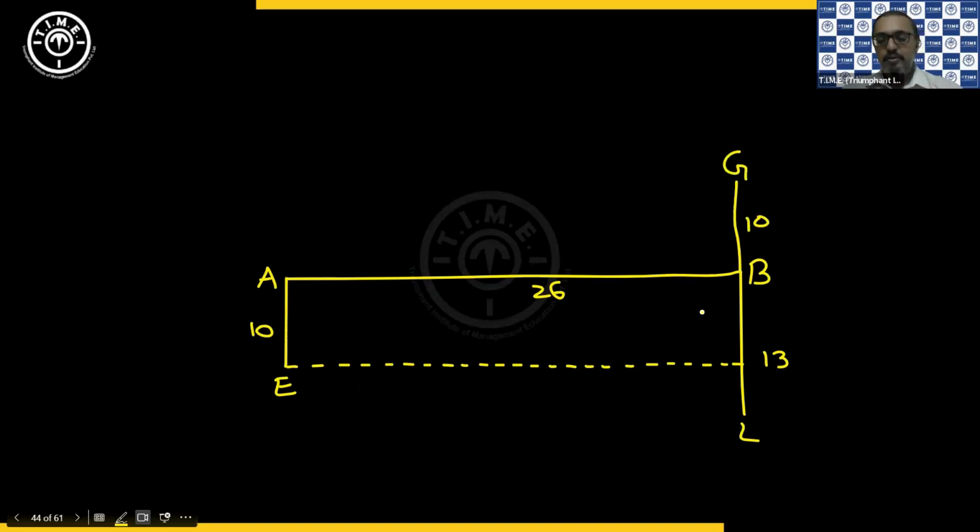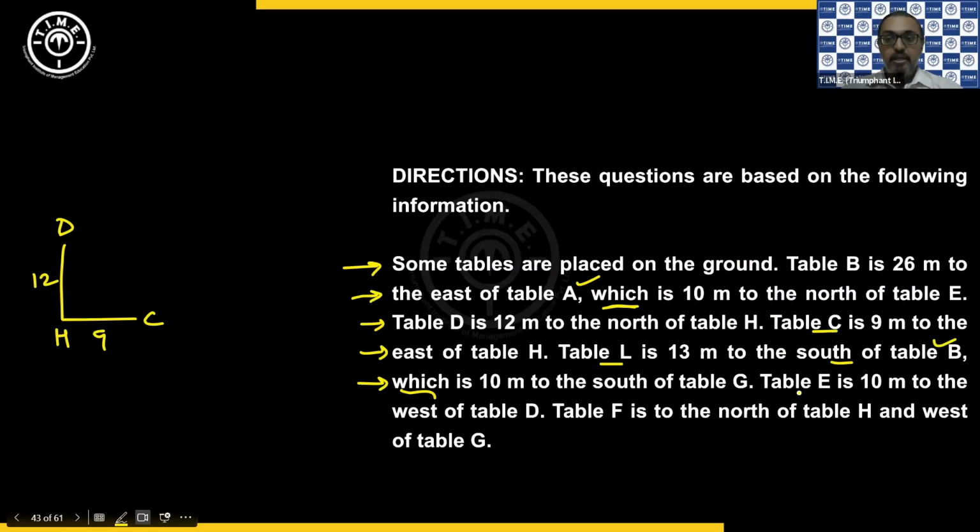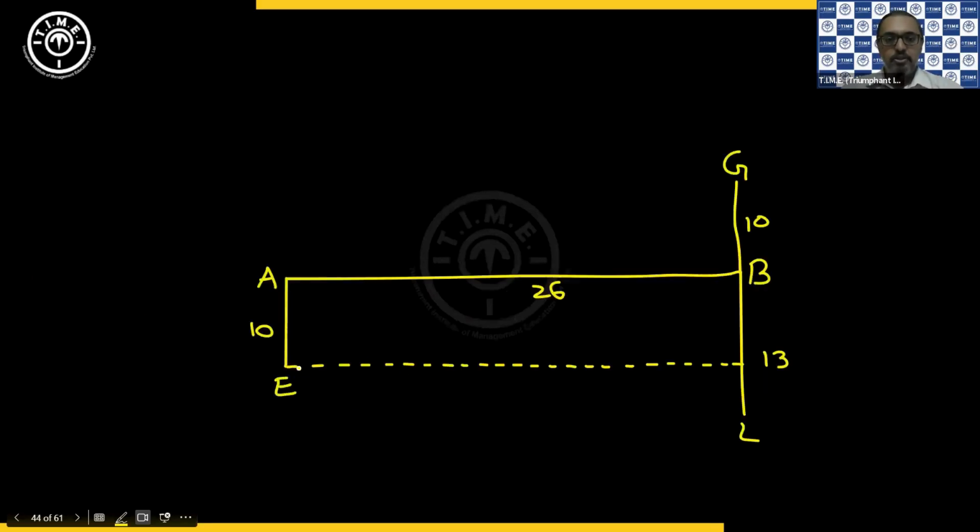Okay. Then further. Now table E is 10 meters to the west of table D. So west is left side. So E is west of D. So D is east of E, correct? So 10 meters. So we take 10 meters. Okay. So this is D we have. E is west of D, 10 meters.